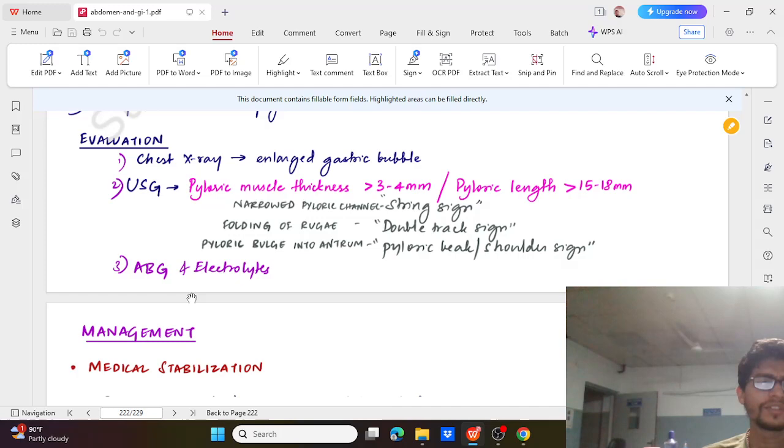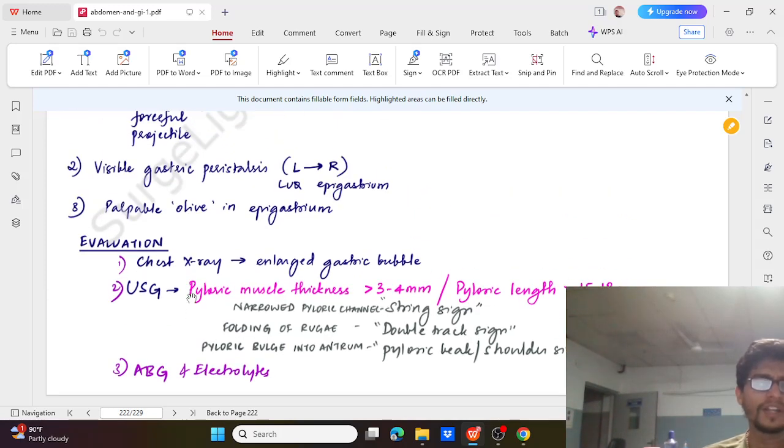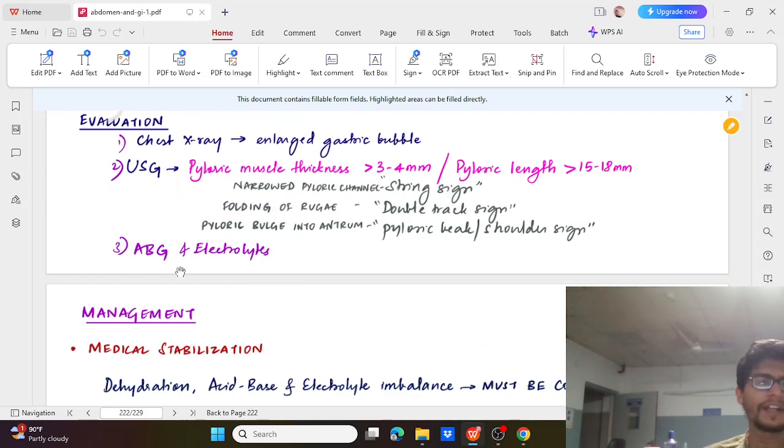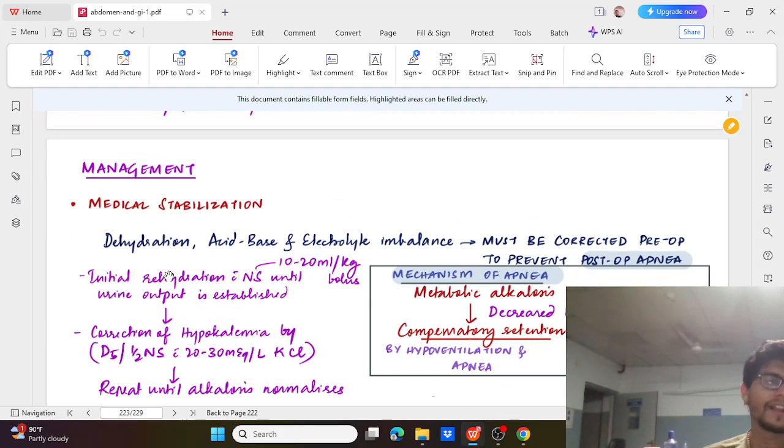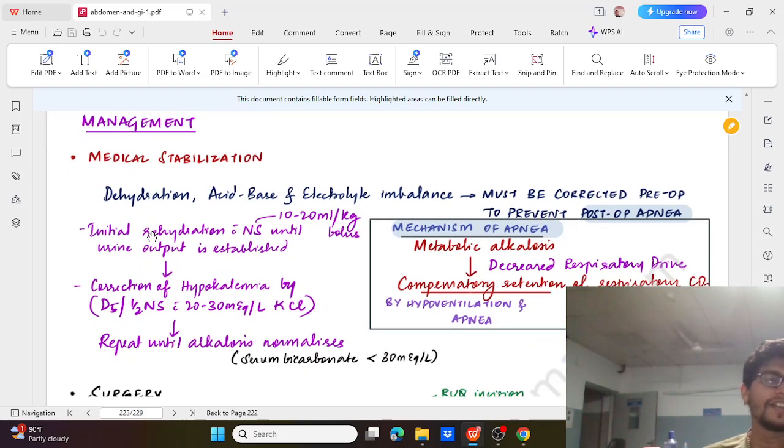You can also assess the metabolic abnormality through ABG and electrolytes. Apart from that, the regular pre-op workup needed for surgery is done. Initially, we have to go for medical stabilization, that is, correction of the dehydration, acid-base and electrolyte imbalance, and that has to be done to prevent post-op apnea. This has to be done pre-operatively, obviously.